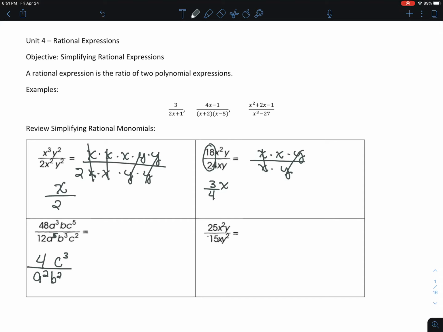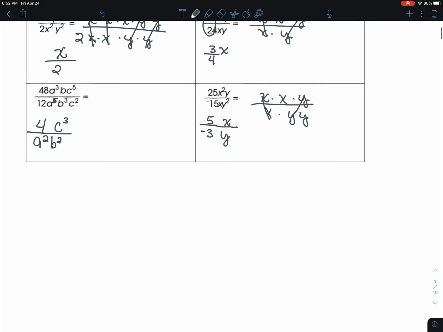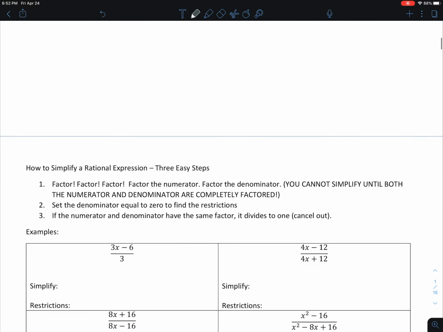So 25 over 15, again, if you put that in your calculator, you get 5 over negative 3. And x squared divided by x is simply x. And then y over y squared would give me y on the bottom. Again, what you want to remember is that the bigger exponent always calls the other one to the top. If we wrote that out, we have x times y over x times y. So we see that we're left with x over y. All right, that is just a quick review of dividing monomials.